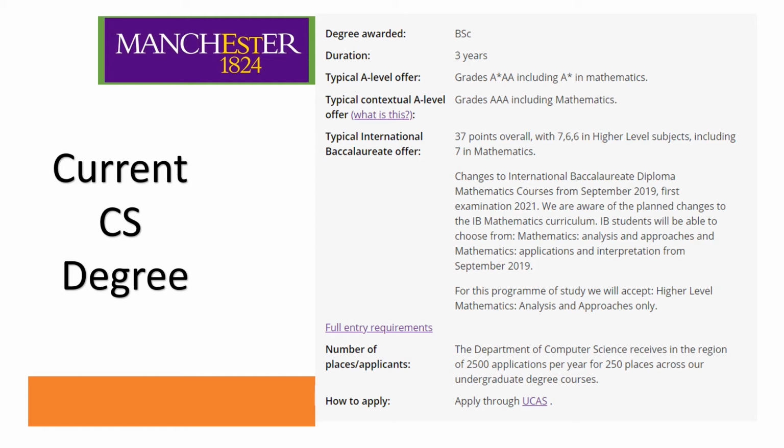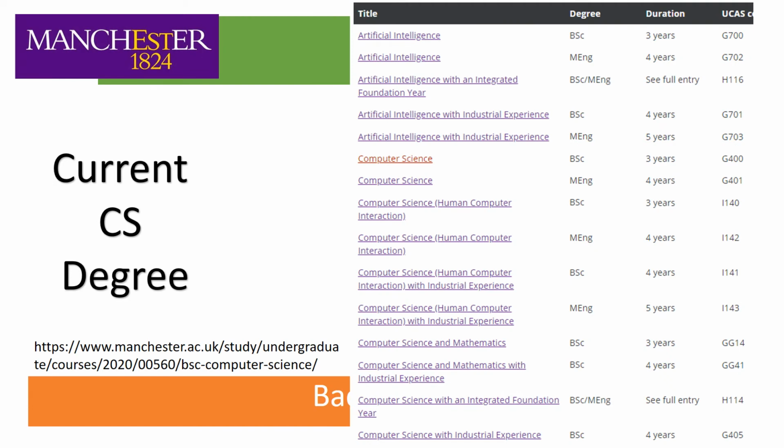They're usually 3 years long, and a typical A-level offer would include 1 A star and 2 A's, with an A star in mathematics. You could potentially get into Manchester University with an AAA, and they do favour computer science as well. This is a range of the different courses that they actually provide. There are a few more on the second slide.